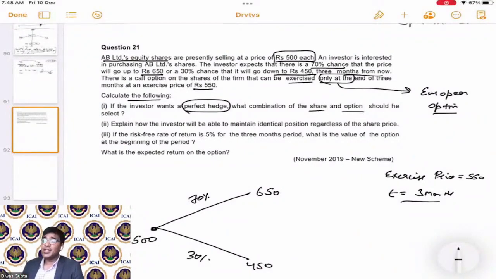Okay, just now, students, we have discussed what position to be taken in share market and what position to be taken in options market.